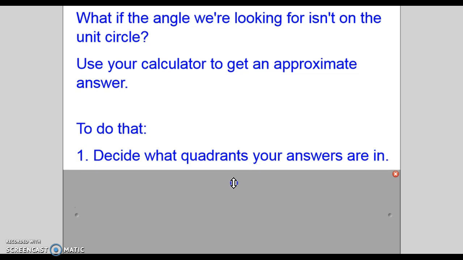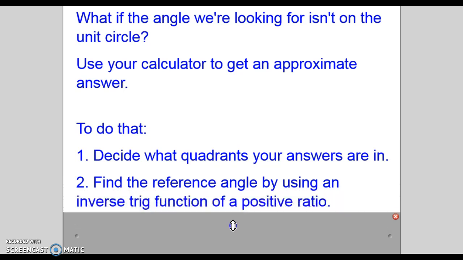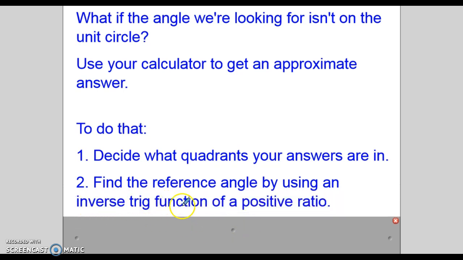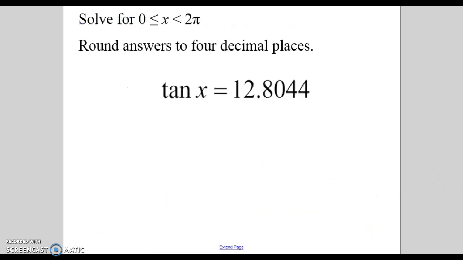You first need to decide what quadrants your answers are going to be in. You then find the reference angle by using an inverse trig function of a positive ratio. You then take that reference angle and put it in the quadrants that you want. So let's take a look at what that looks like.